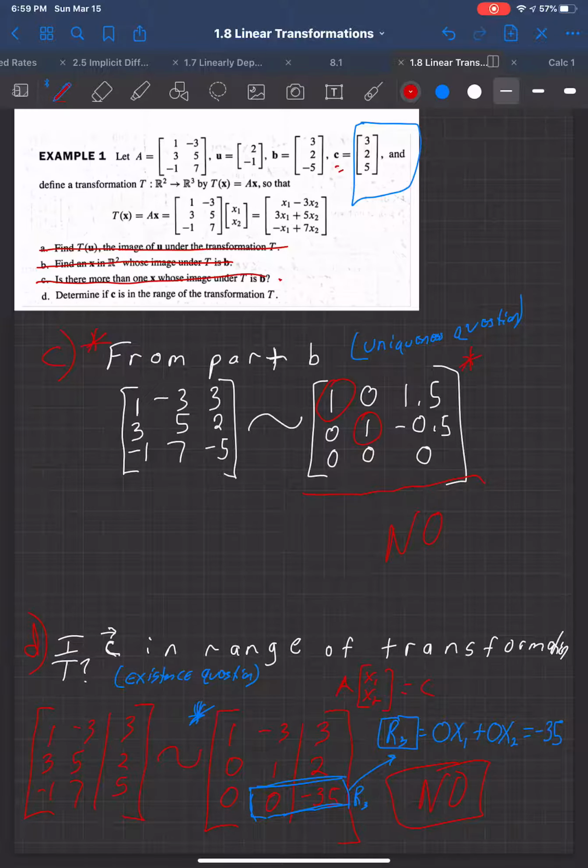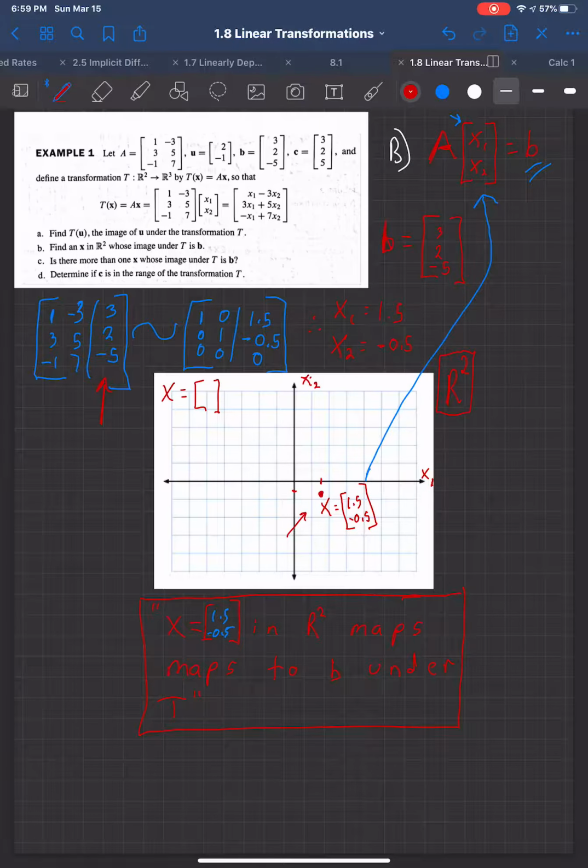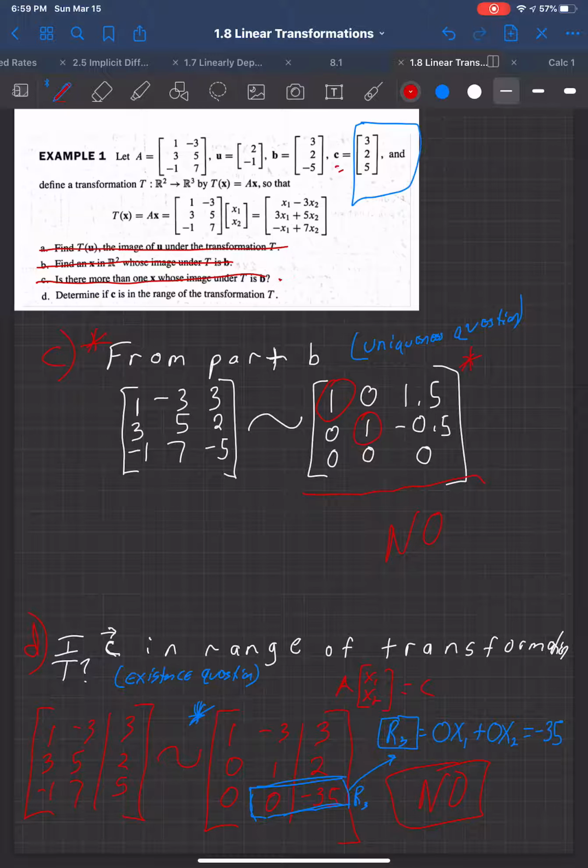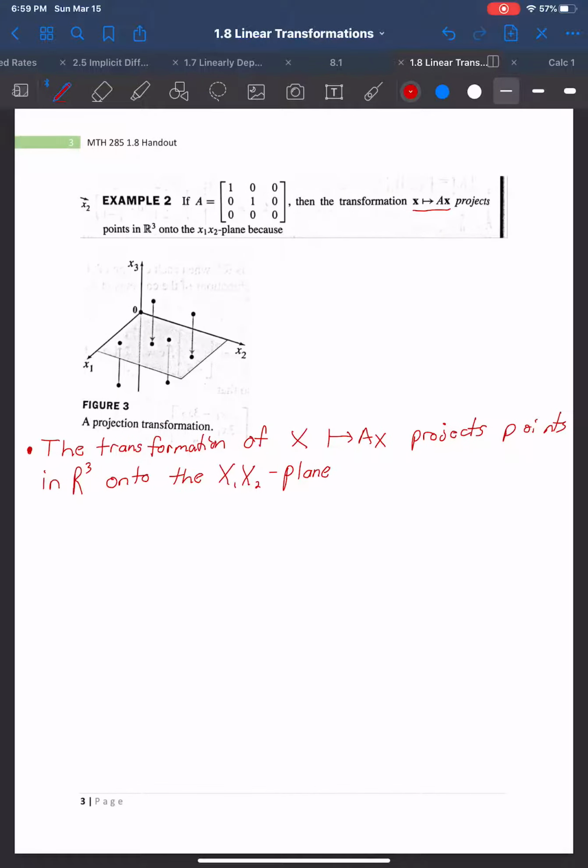You can pick any point you want in this whole plane. You are never going to be able to get to point C in space under that transformation T. So it is not in the range. All right, I hope that little tutorial made sense. Let's just go ahead and continue.